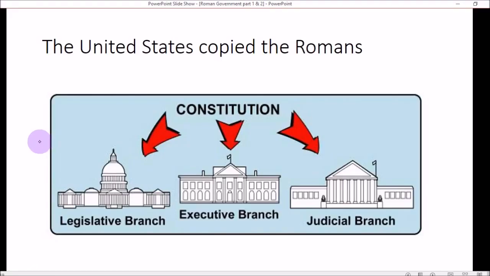And so the United States did copy the Romans in the three-part government style, the tripartite. We have our legislative branch where laws are created. And we have the executive branch that enforces those laws. And then we have the judicial branch, which judges. And it judges either people or it can judge whether a law is right or not, meaning constitutional. It has to be within the rights of the Constitution. And if it's not, the law is considered null and void or unconstitutional and should not be followed.